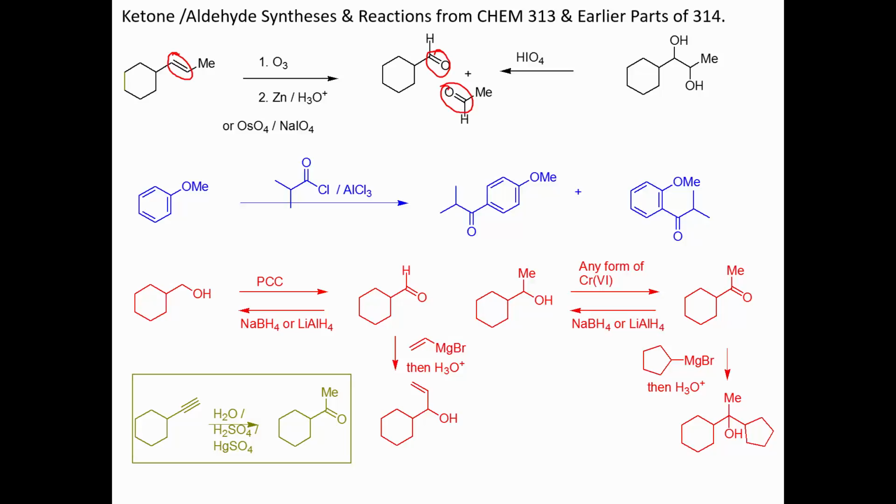Okay. As an alternative, this is a little bit safer. You can use osmium tetraoxide and sodium periodate to do this transformation as well. Okay, this gives you 2 ketones. Oftentimes, one of them's smaller than the other and is discarded, and that's a common tactic in synthesis.